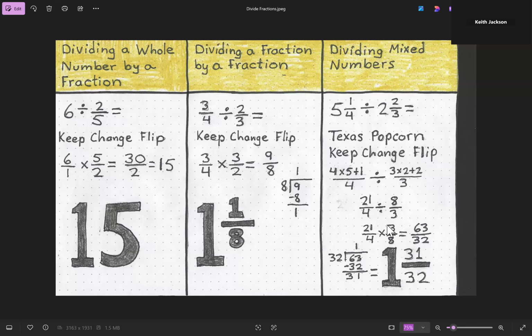Let us multiply across because 21 times 3 will give us 63, while 4 times 8 will give us 32. Dividing 63 by 32 will give us 1 and 31 over 32. All right, and so that's our answer right there. So 1 and 31/32 is our answer right here for our final example.